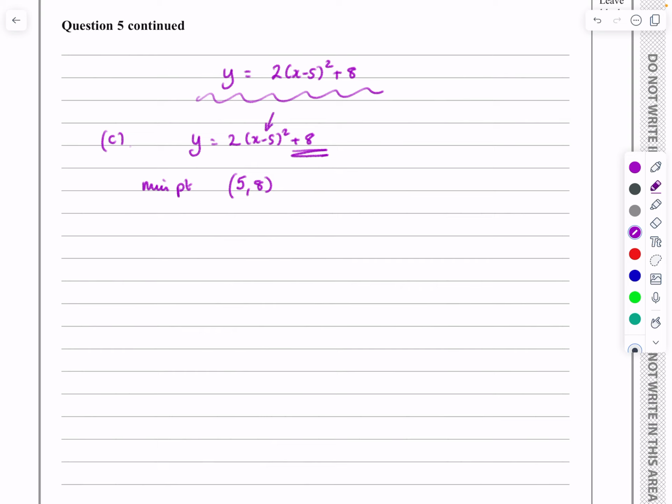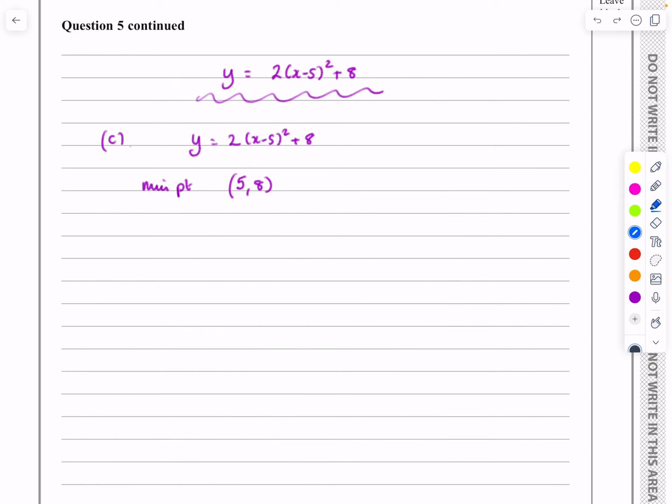The smallest value that (x minus 5) all squared can be is 0. Okay, and that occurs when x equals 5. So 2 lots of 0 plus 8. Anything else, you'll have some value there, and any value there is going to make it bigger than 8. So our minimum point is (5, 8). And out of that, we're actually interested in the fact that y is equal to 8 there.